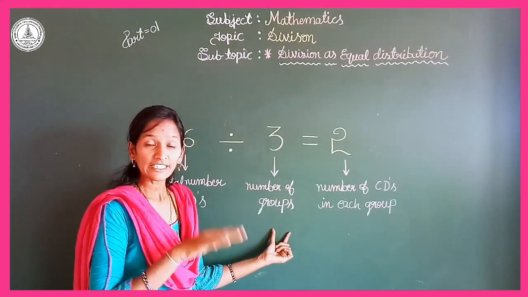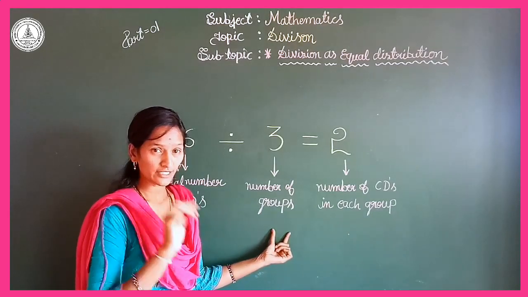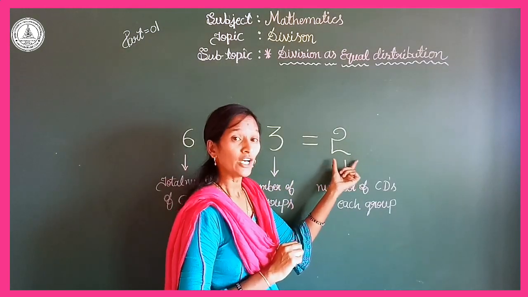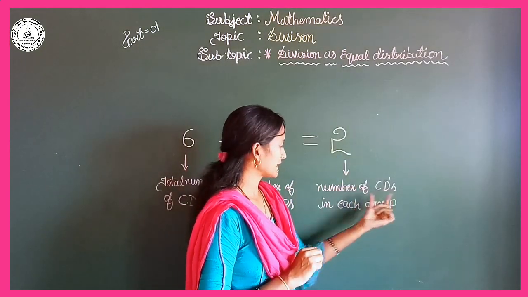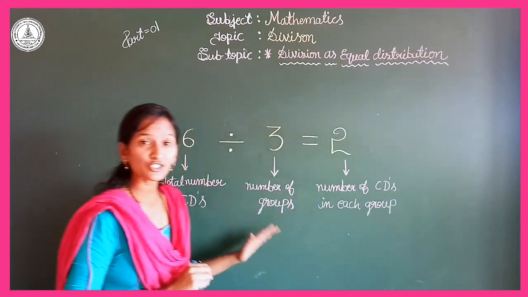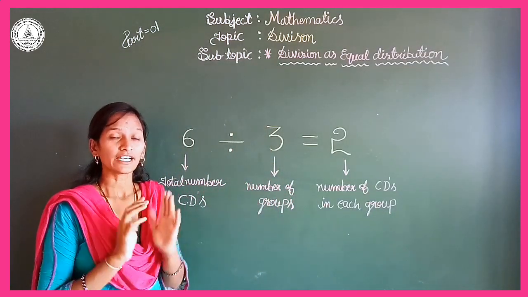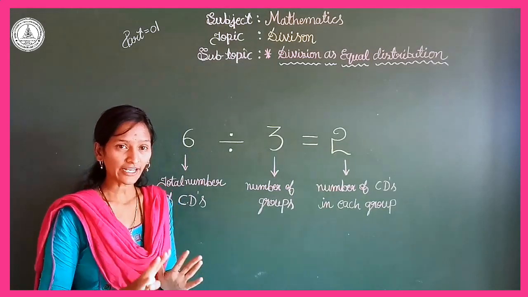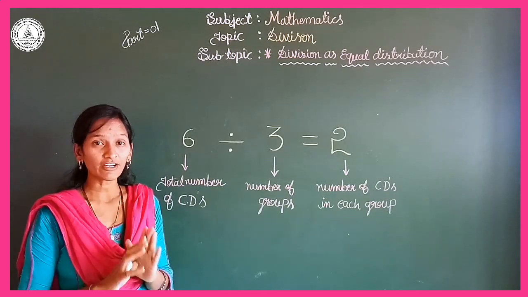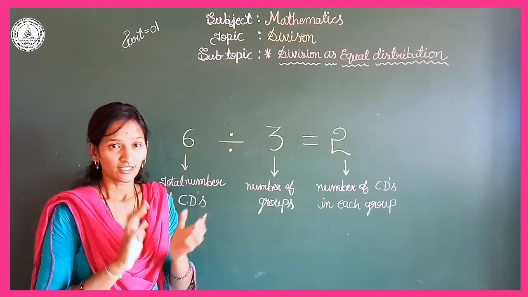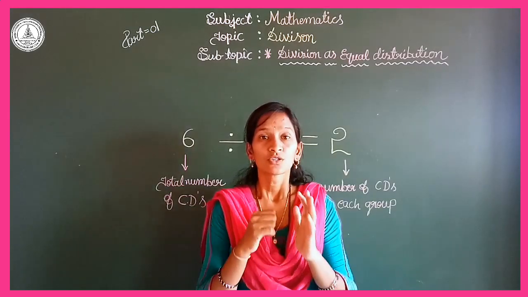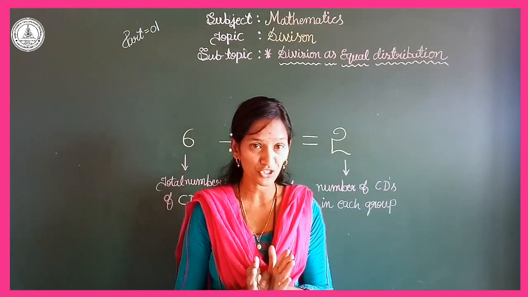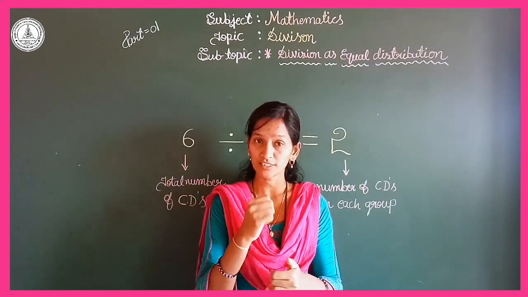How many groups are there in this activity? It is 3 groups, right? So this is the number of groups. And the next, coming to the last one, this is 2. This 2 indicates the number of CDs in each group. Yes, each group got how many CDs? Each group got 2 CDs equally. Right? So this is the method of writing the given number using a division symbol. So students, this is the concept of division as equal distribution. Right? So now I will move to the textbook activity.